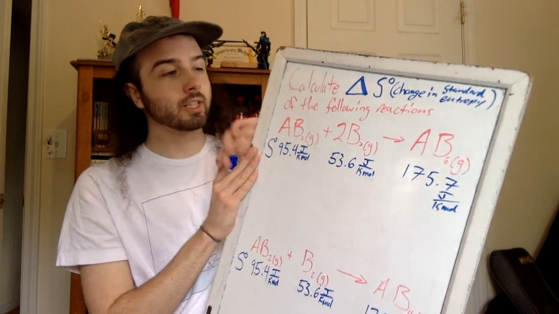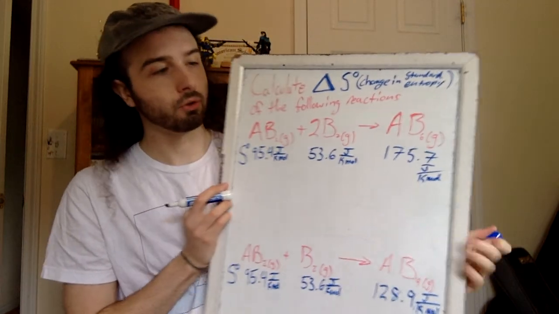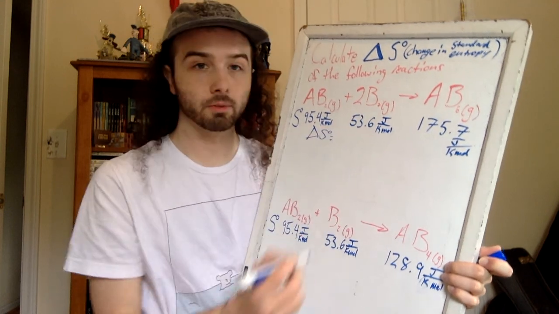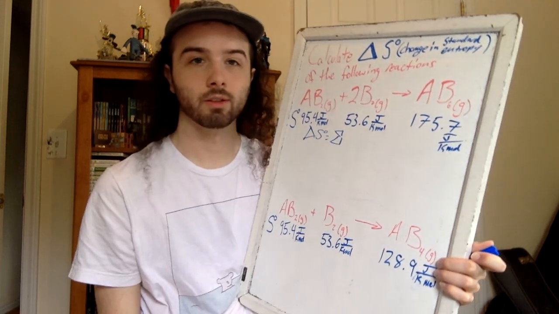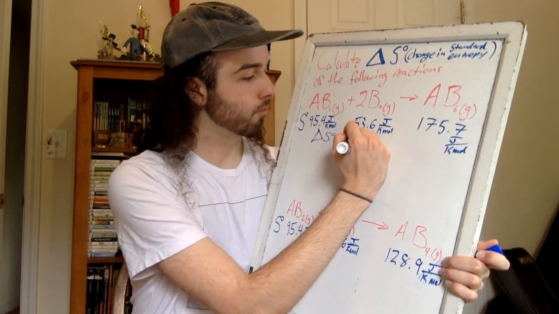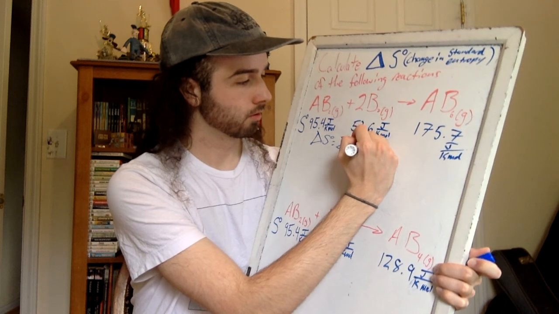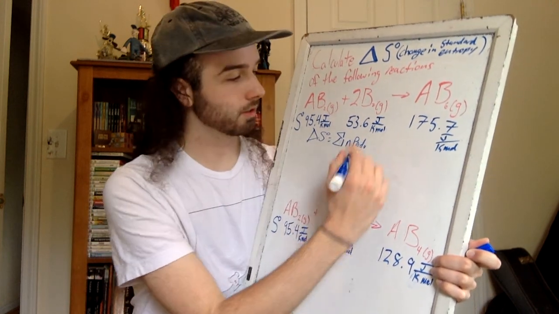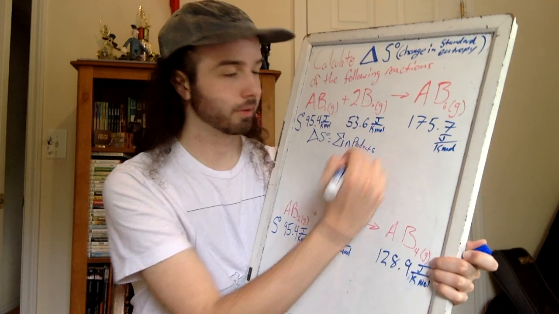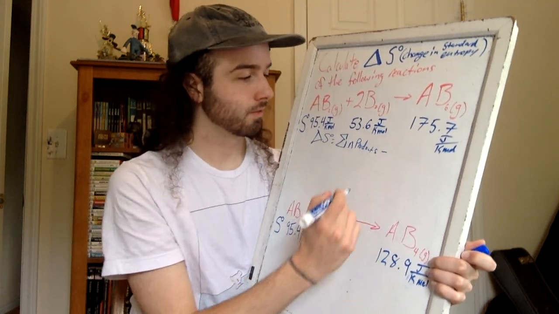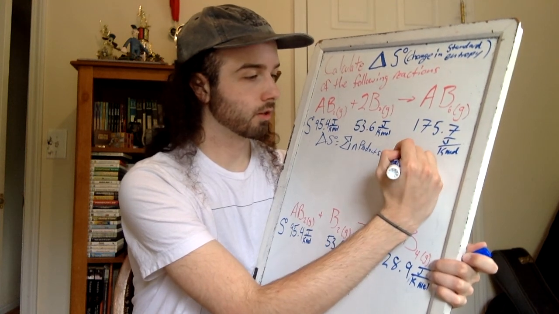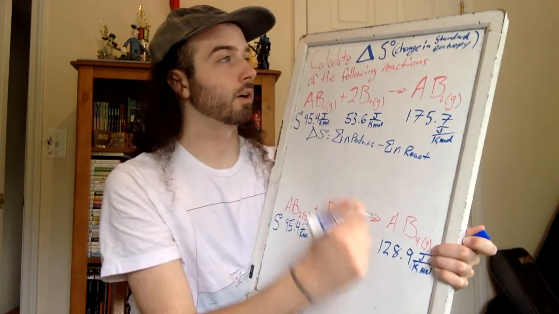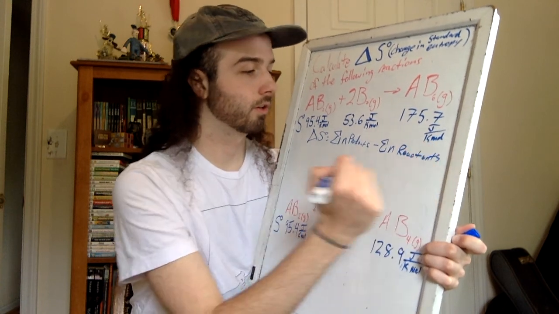So let's do that. In order to get our delta S naught, we need to use a handy little formula. Our handy formula is delta S naught is equal to the sum of the number of moles of products times the standard entropy values of our products, minus the sum of the number of moles of our reactants times our standard entropy value for our reactants. Okay? So this is our overall formula.